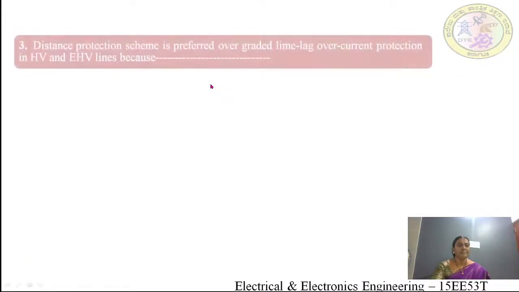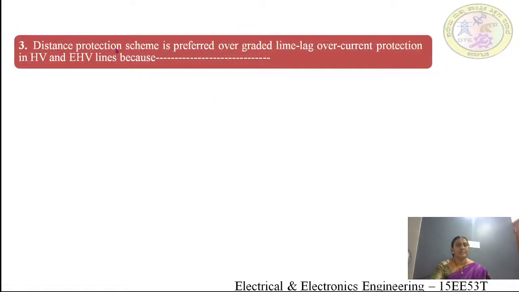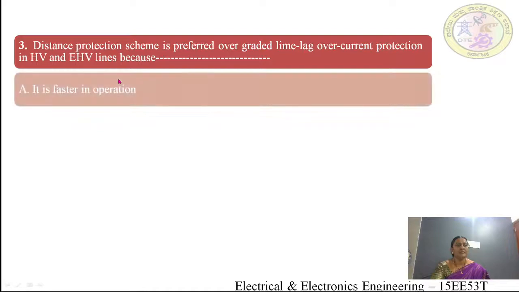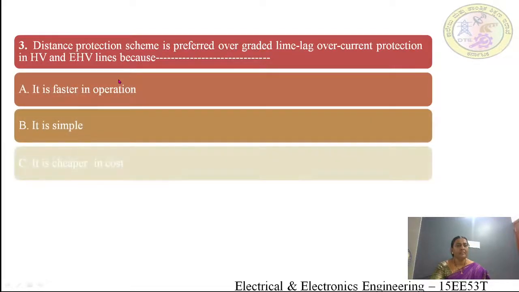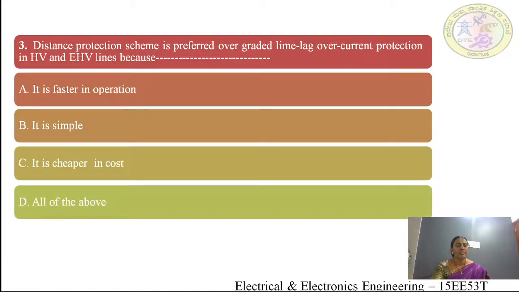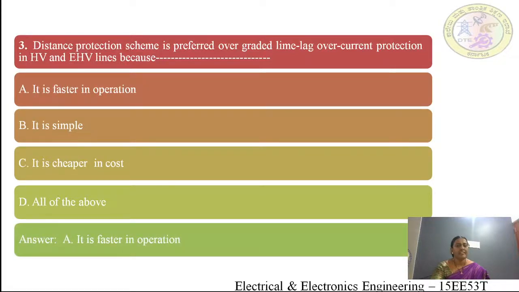Next, distance protection scheme is preferred over graded time lag overcurrent protection in high voltage and extra high voltage lines because it is faster in operation, it is simple, it is cheaper in cost, or all of the above. The answer is it is faster in operation.